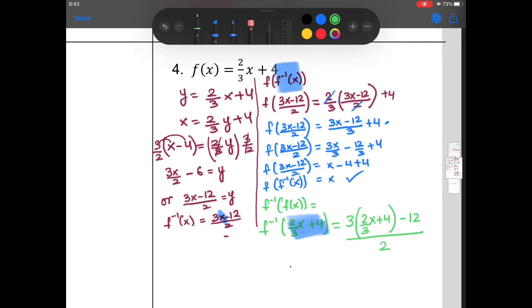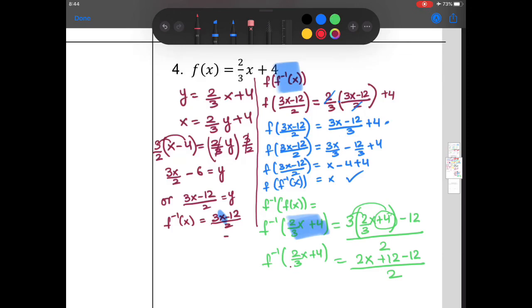You cannot cancel just the 3's with this, because there is a plus term also. If it was the whole thing over 3, it would have been right. So let's rewrite it. 2 over 3 x plus 4. I'm going to actually distribute it. If I distribute the 3, I get 6x over 3, which is the same thing as 2x, and plus 12, minus 12, over 2.